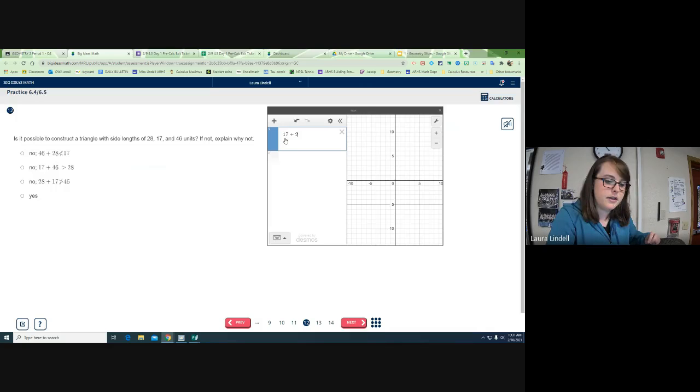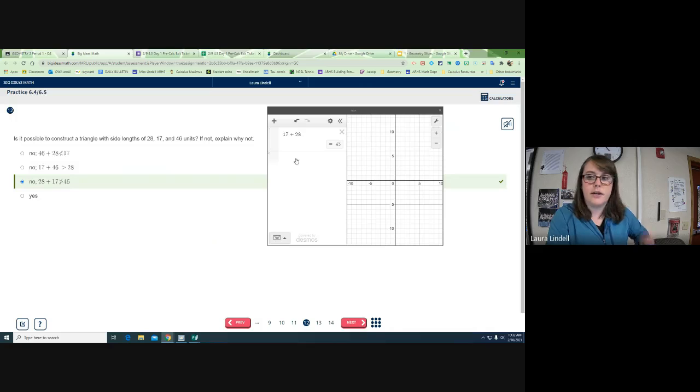So 17 plus 28 gives me 45. Is that big enough? No, not bigger than 46. So that's a problem. So we would select this one: 28 plus 17 is not bigger than 46. And we click the checkbox and we got it.